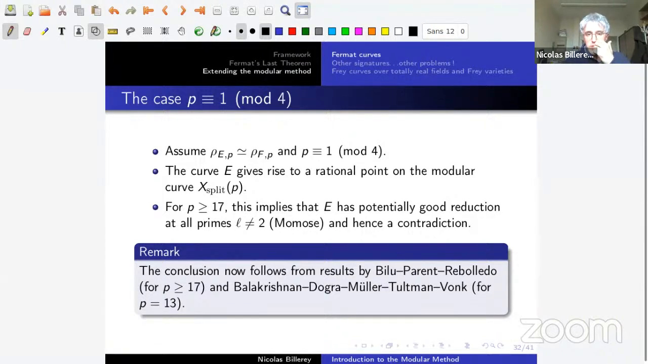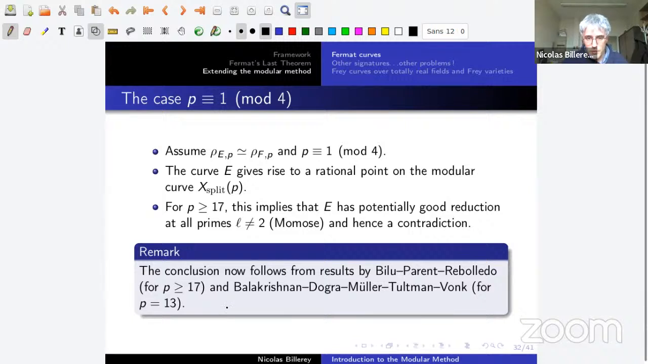So assume that you have this isomorphism between the mod p representation attached to the Frey curve and the mod p representation attached to the curve F, which has complex multiplication. That's going to be important. Then, because we know exactly the image of the mod p representation attached to curves with complex multiplication, this isomorphism gives us that E gives rise to a rational point on the modular curve X_ns^+(p), which means that it has image in the normalizer of a split Cartan subgroup. And by a result of Momose, this implies that at least for p greater than or equal to 17, E, the Frey curve, has potentially good reduction at all primes. So in particular, the j-invariant should be integral. And so you get a contradiction with the fact that ABC is a non-trivial solution.